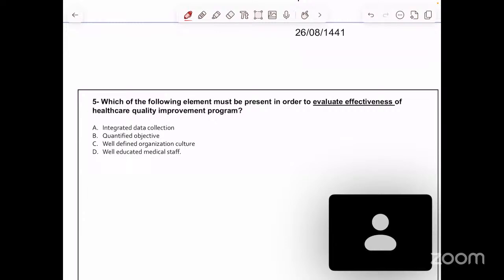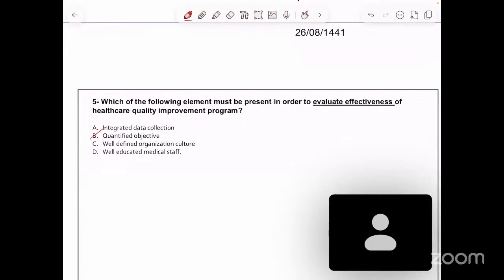Well-defined organization. Very good. Yes, that's the correct answer. This is essential to evaluate the effectiveness of the healthcare quality improvement because this provides measurable goals or benchmarks that allow for the assessment of progress and success. Okay, why not letter A? This is also useful but not sufficient to evaluate the effectiveness without the specific or measurable objectives.